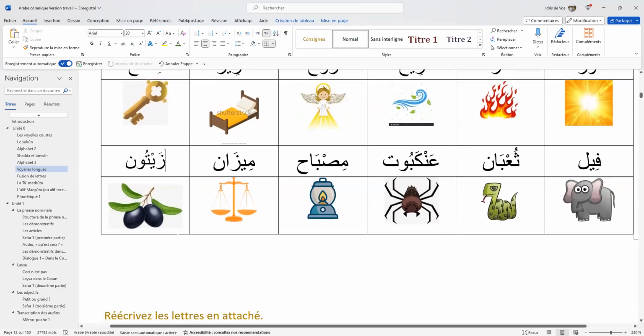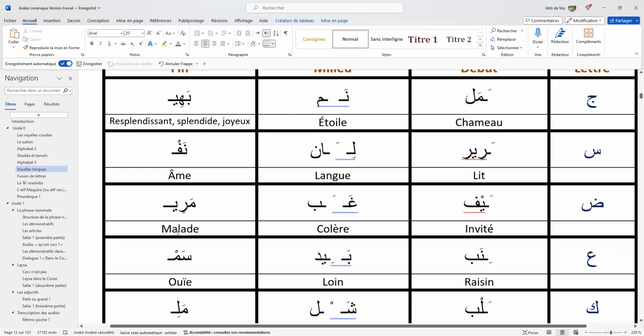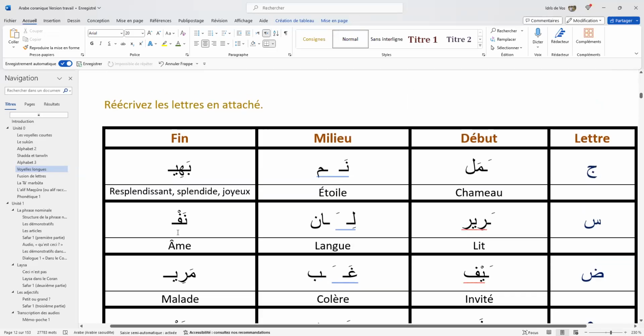So those are examples of words to read. Here you have an exercise where words need to be completed with a letter. For example, with the jim at the beginning, it gives Jamal. In the middle, it gives Najm, a star. And with a ba at the end, Bahij, resplendent.